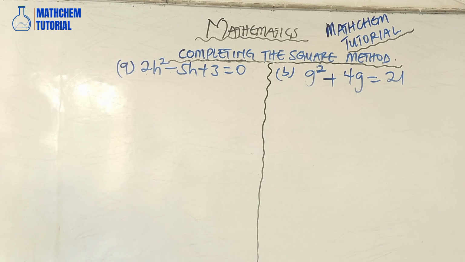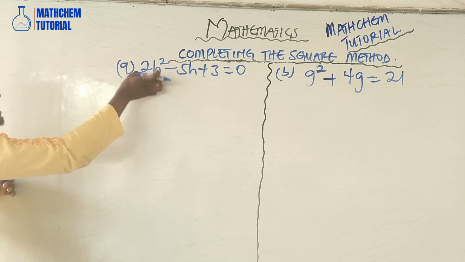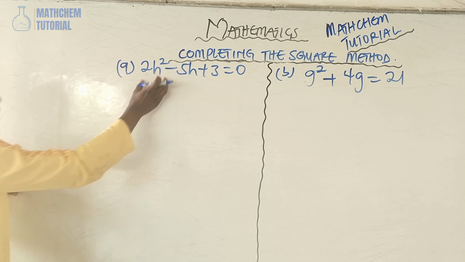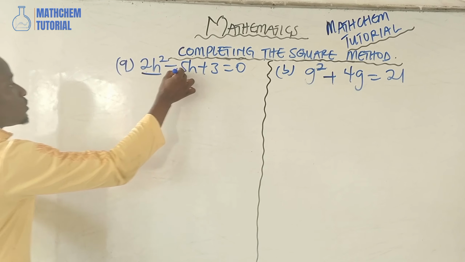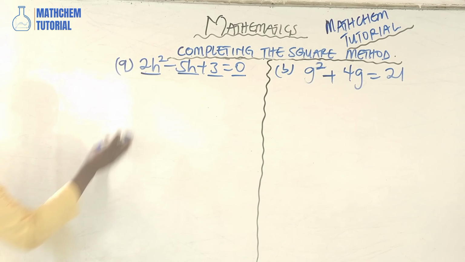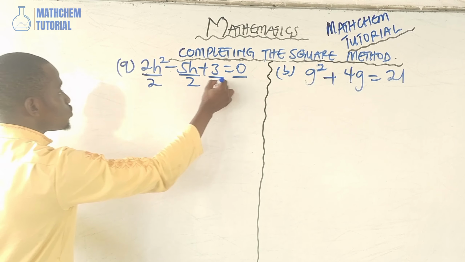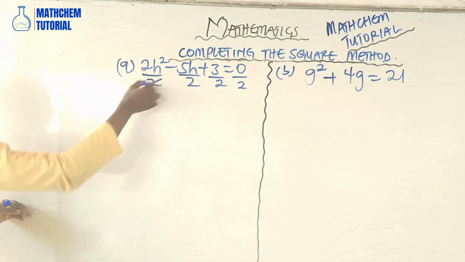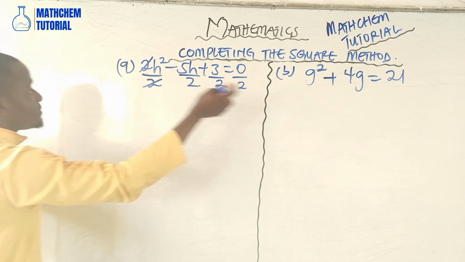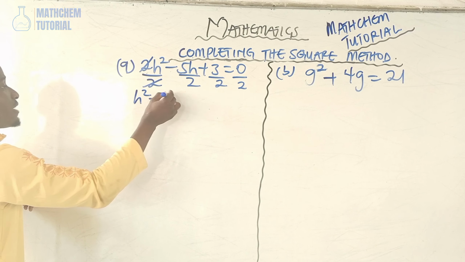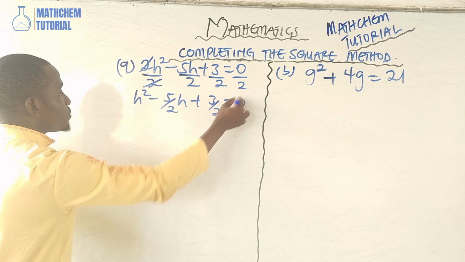Now let's start. In solving by completing the square, the first thing you have to do is to divide through by the coefficient of this h squared, which is 2. So I will divide through by 2, 2, 2, 2. So these 2s cancel. Remember, 0 over 2 is still 0. So we have it as h² - (5/2)h + 3/2 = 0.